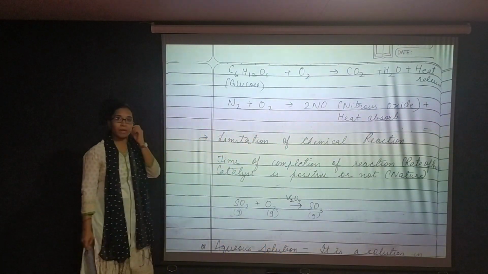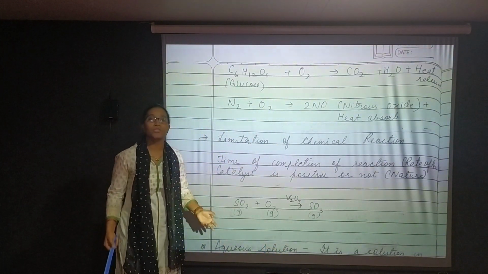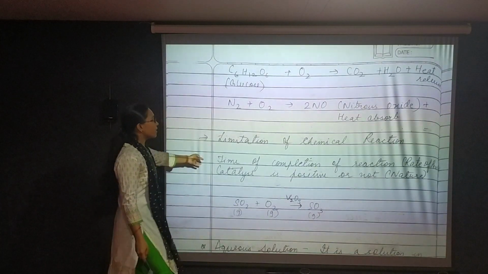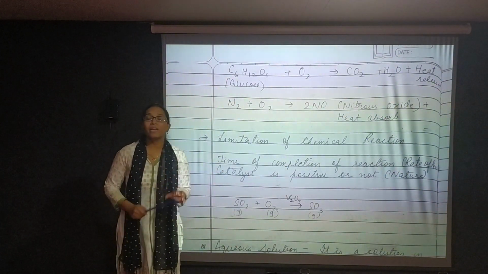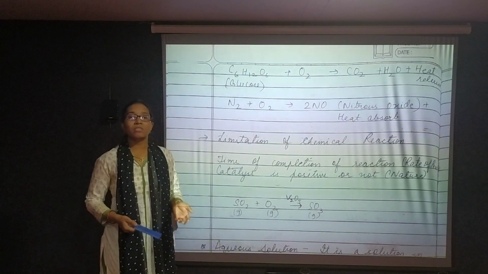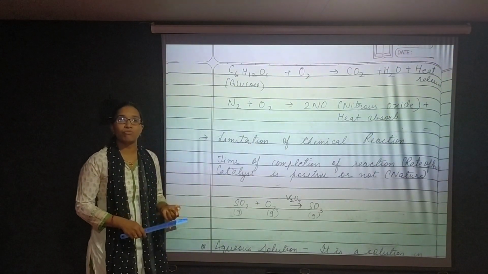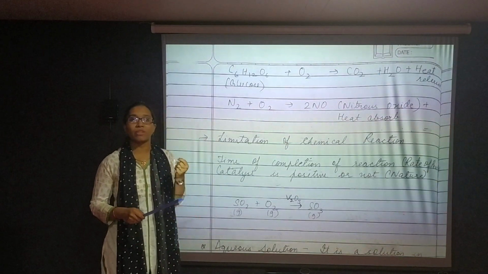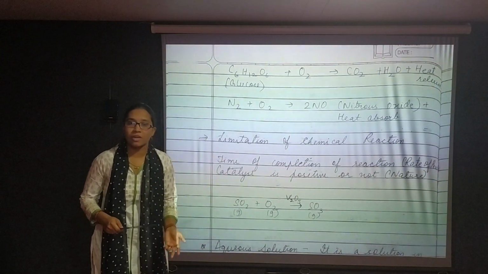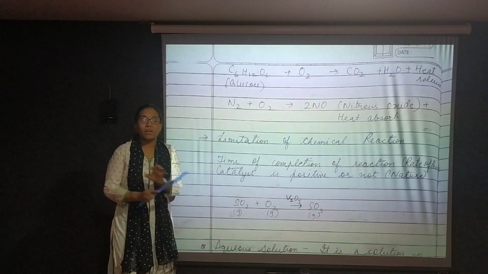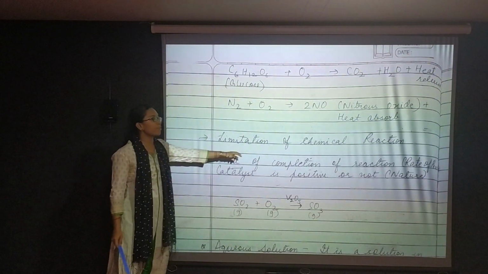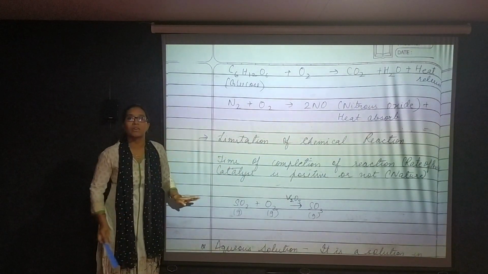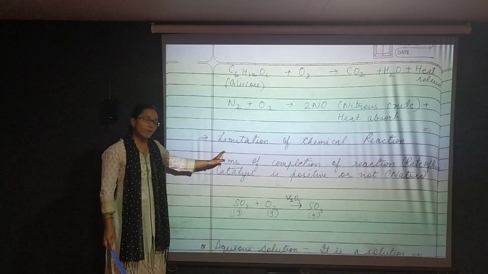Next, limitations of chemical reactions. So what are the limitations of chemical reactions? The limitations of chemical reactions are that we cannot determine the rate of reaction. We cannot say that it will be completed within 1 minute, within 2 minutes, or within seconds. Within a fraction of seconds it can be completed. So we cannot determine the time of any of the reactions. That is, time of completion of the reaction is not determined in a chemical reaction.